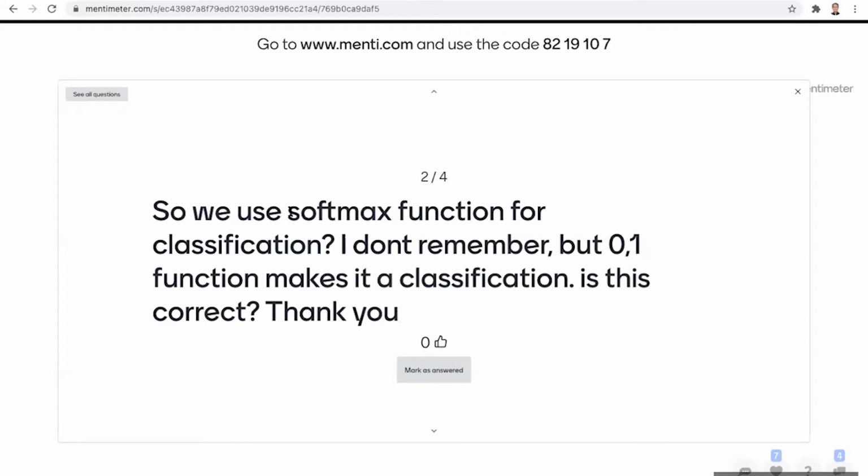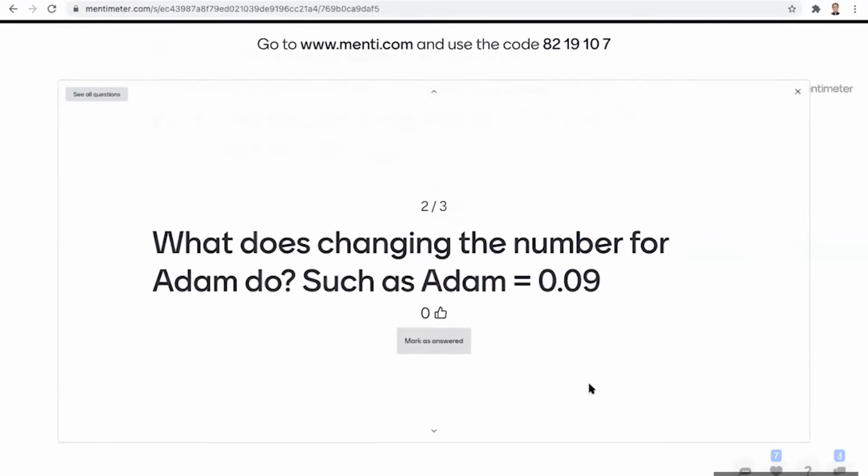Yes, that's right. So we are going to talk about the softmax function for classification, whether it is 1 or whether it is 0. So this is actually the topic we are going to talk about today.